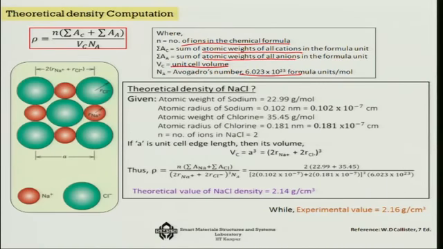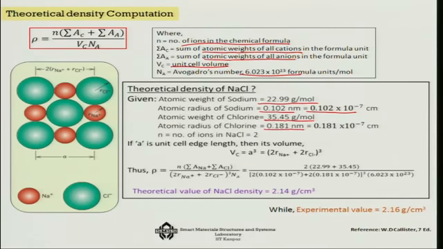So, let us look into this particular example: can we find out the theoretical density of sodium chloride, rock salt? What is known to us? The atomic weight of sodium is 22.99 gram per mole. The atomic radius of sodium is also known to us, about 0.102 nanometer, or 0.102 into 10 to the power minus 7 centimeter, whatever way you put it. The atomic weight of chlorine is 35.45 gram per mole, and the atomic radius of chlorine is bigger, about 0.181 nanometer. So, this is the anion which is bigger.